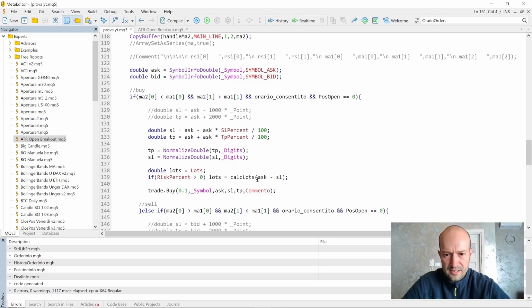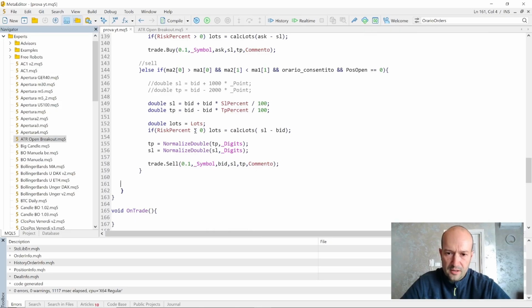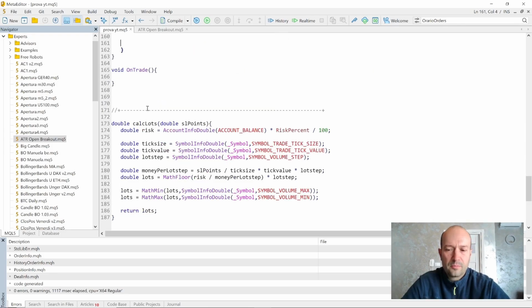We only need to pass it the distance on which we calculate our stop loss. So in this case, since we're making a buy, it's the entry price minus the stop loss, because the value always needs to be positive. Since it's a buy, clearly the entry price is higher than our stop loss. I did the exact opposite for the sell. So I always have this lot equal to lots, and then if the risk is greater than 0, I pass to the calc lots function the distance on which to calculate the percentage.